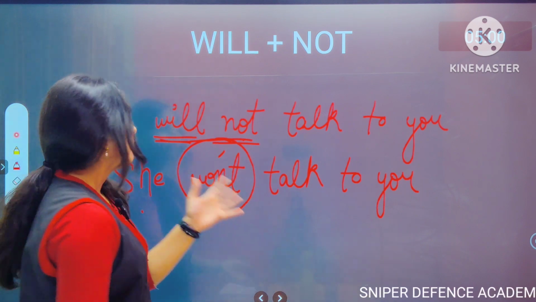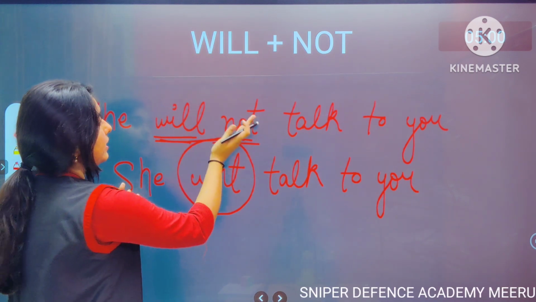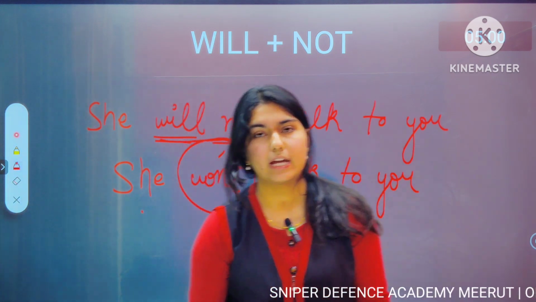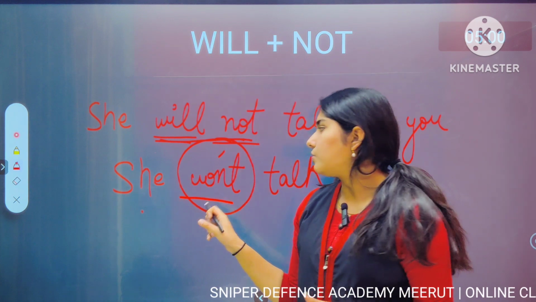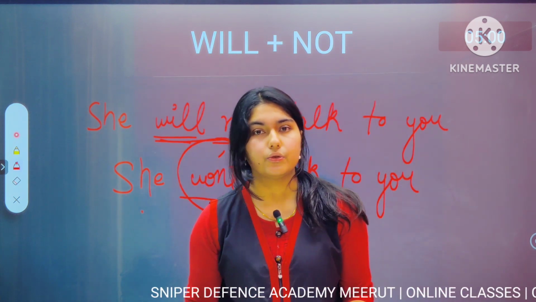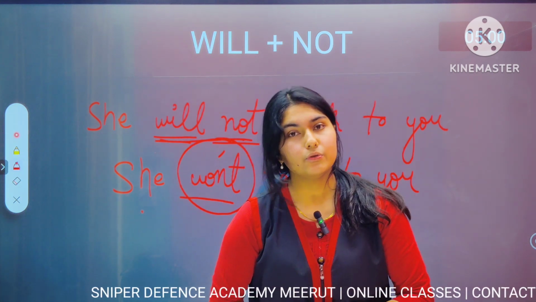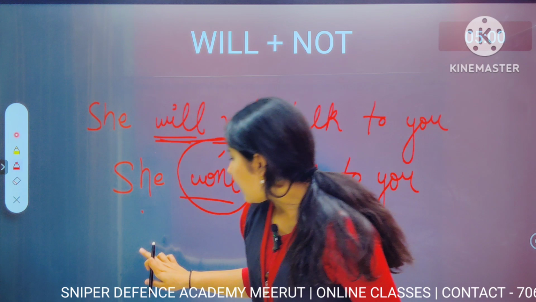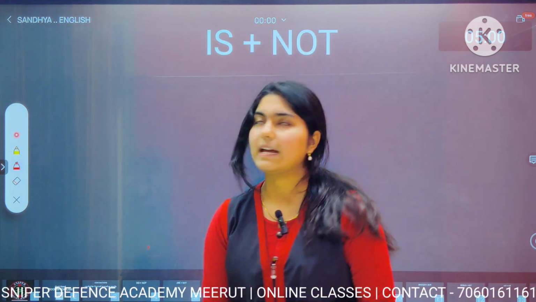What we did is we cut out the sounds of both these words, will and not, and after getting merged together, these two words make up a single word, which is won't. So instead of saying she will not talk to you, you can say she won't talk to you, right? Repeat after me. She won't talk to you, right? I hope it is helping you, right?